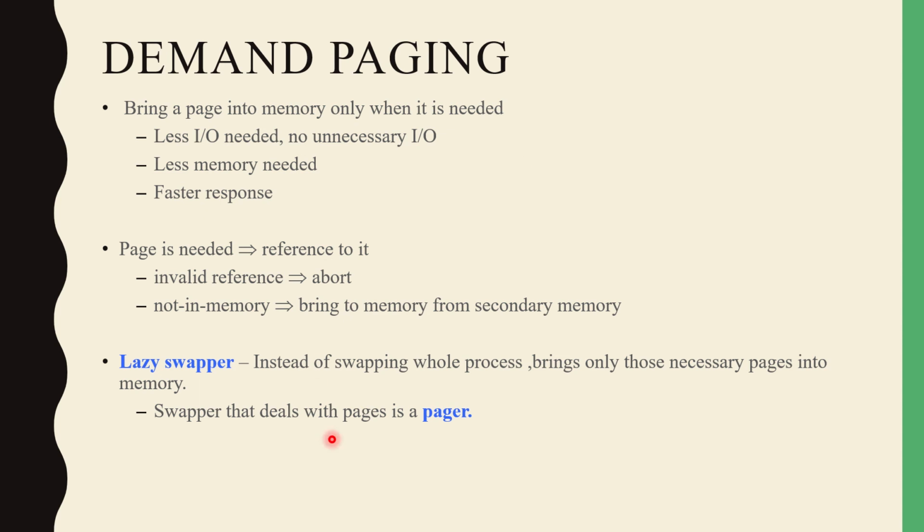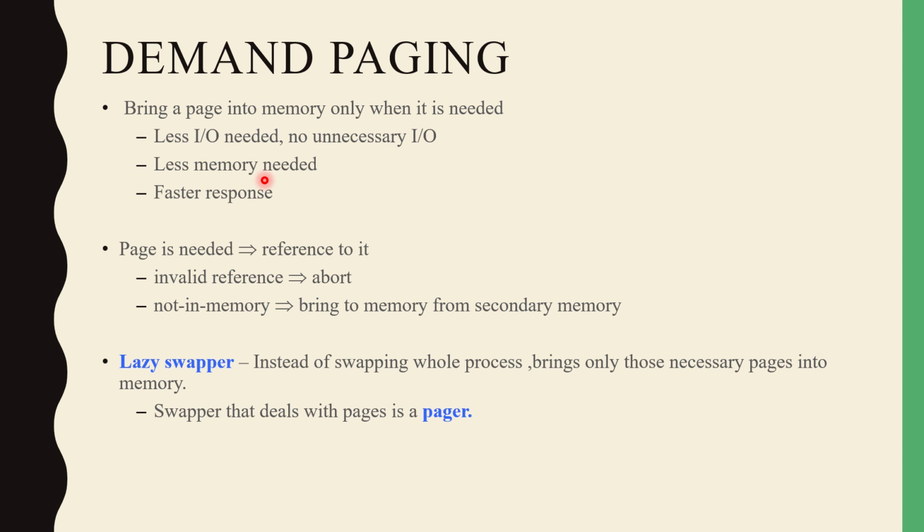What you have to remember in demand paging is to bring a page into memory only when it is needed. Whenever a particular process wants to execute, the corresponding pages of that process need to be loaded to the main memory. The advantages of demand paging are less input output, only what is needed and no unnecessary input output operations, and less memory needed.